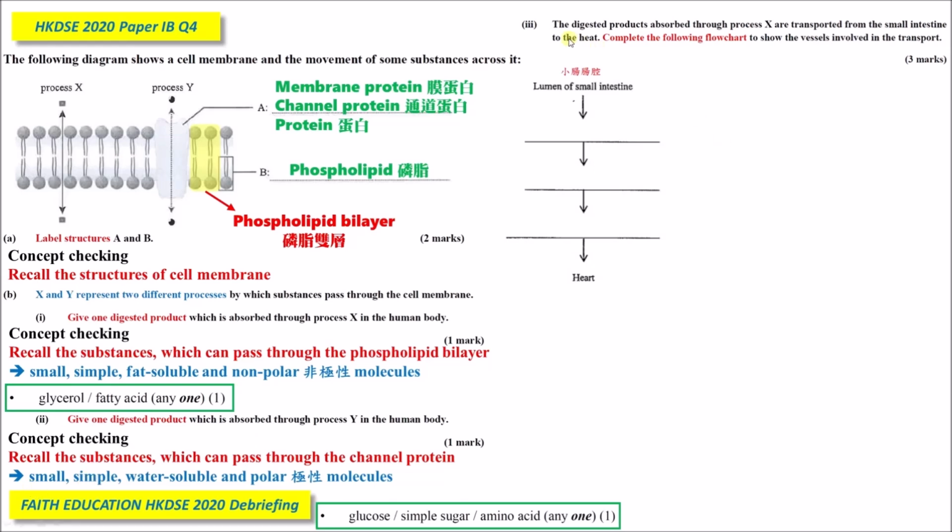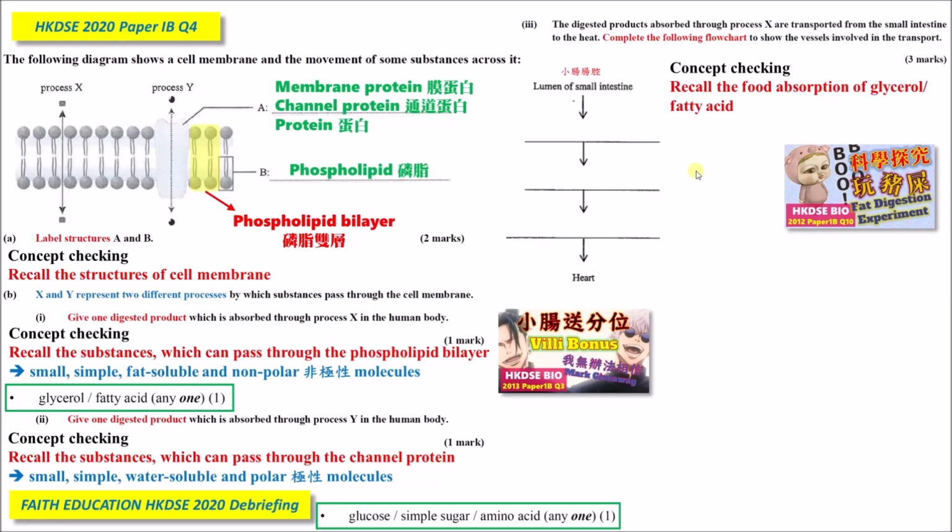And then for part 3, the digested product absorbed through process X are transported from the small intestine to the heart. So we need to complete the following flowchart to show the vessels involved in the transport. So this question asks us to recall the food absorption of glycerol and fatty acid. You can see the previous questions to get some idea of the villi absorption and also fat digestion, because fat will be digested into glycerol and fatty acid.